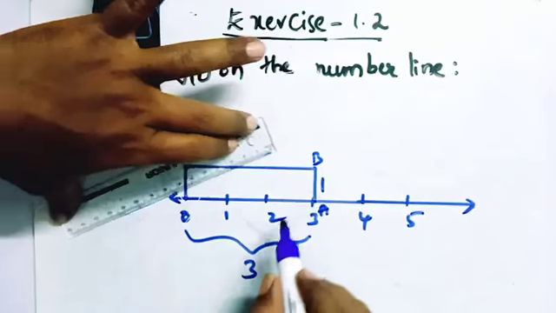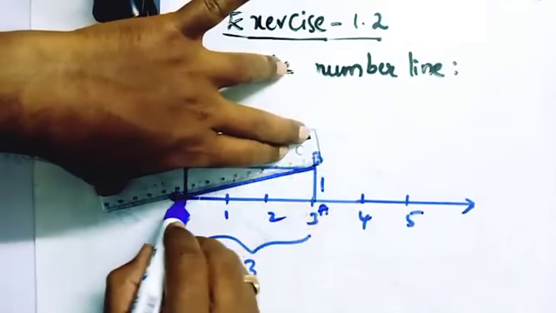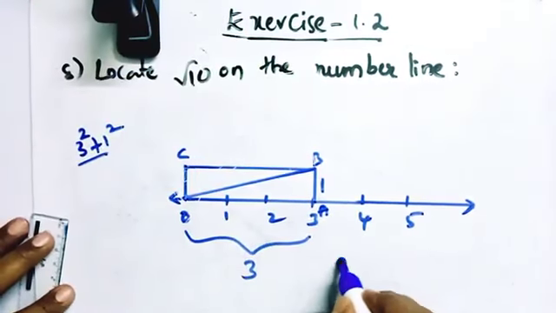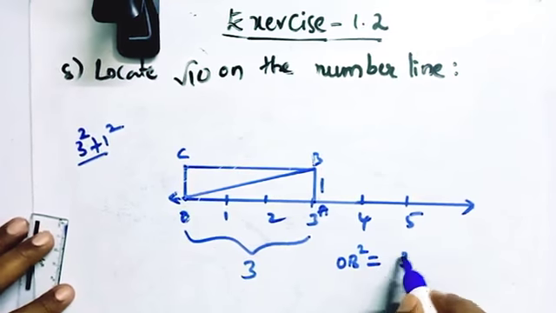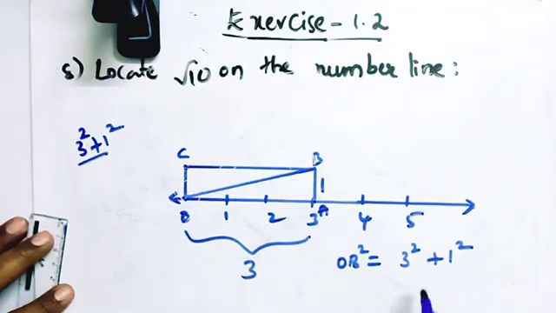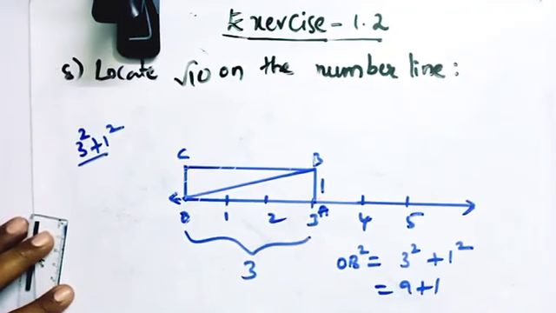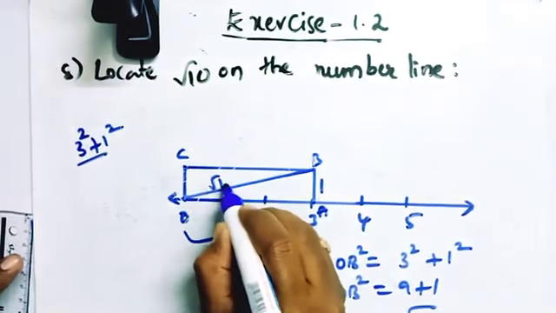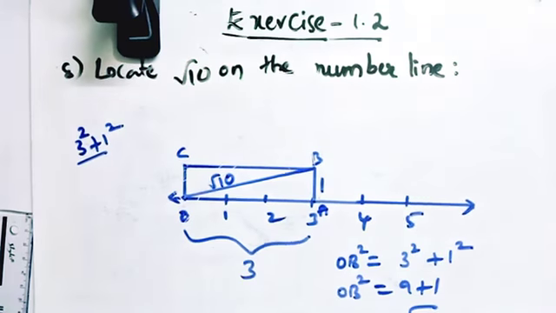Now you draw the line from O to B. Now OB length is, hypotenuse square is equal to side square plus side square, OA square plus AB square. Now there is 9 plus 1. Then OB is equal to square root of 10. So OB length will become root 10.